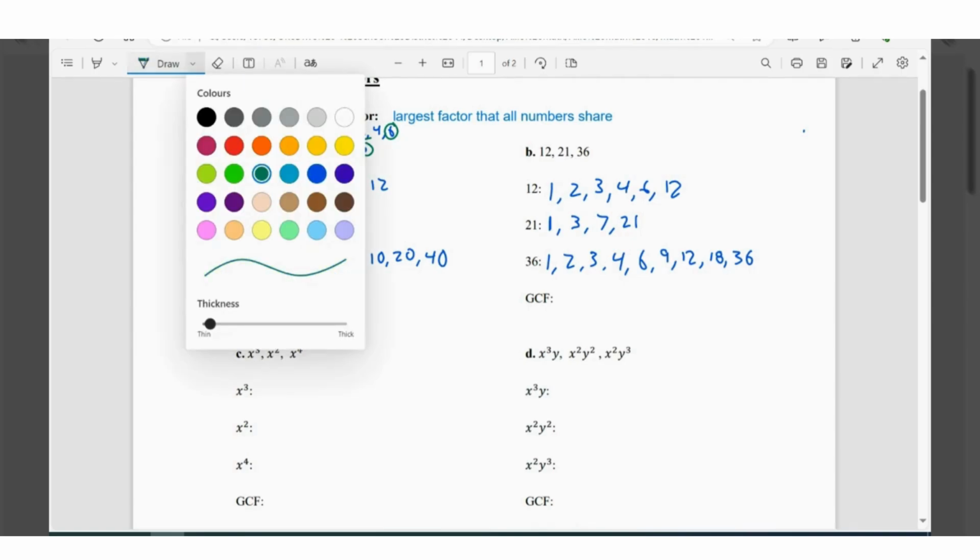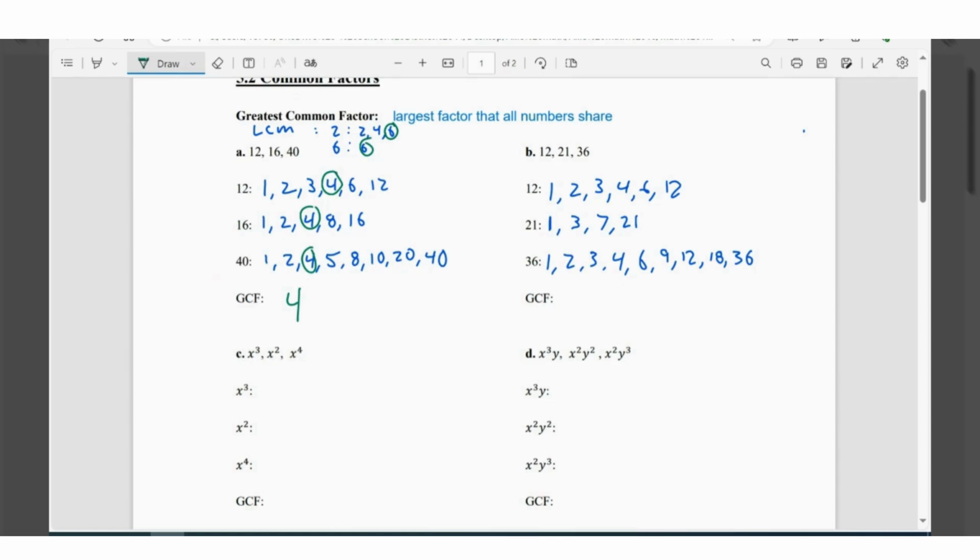And now for the greatest common factor, we're looking for the biggest number that goes into each of these. Looks like it's going to be 3. So the greatest common factor for 12, 21, and 36 is 3. Okay.